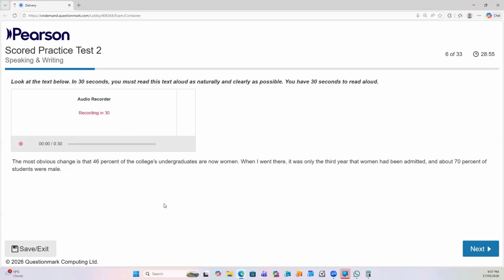The most obvious change is that 46% of the college undergraduates are now women. When I went there, it was only the third year that women had been admitted, and about 70% of students were male.